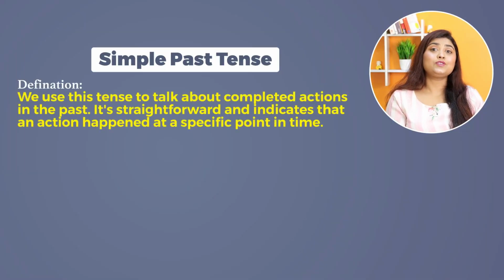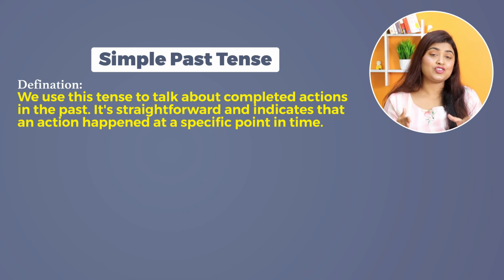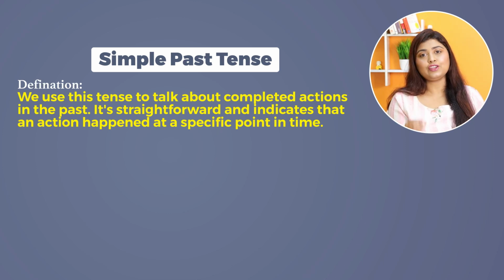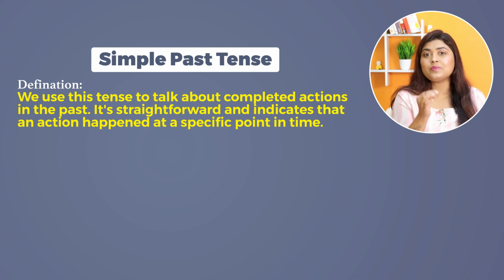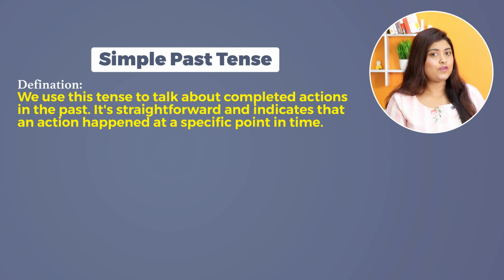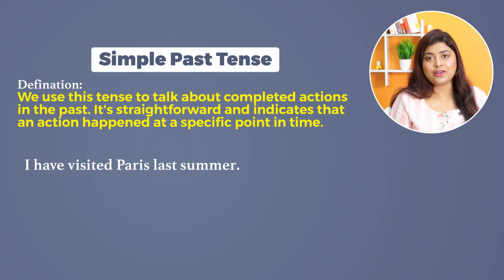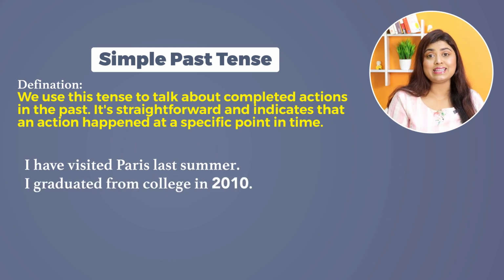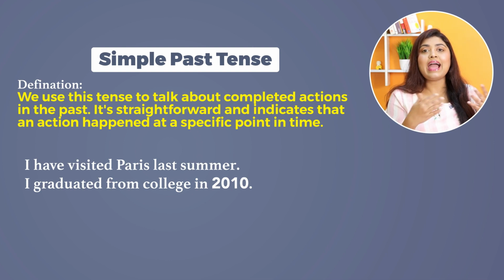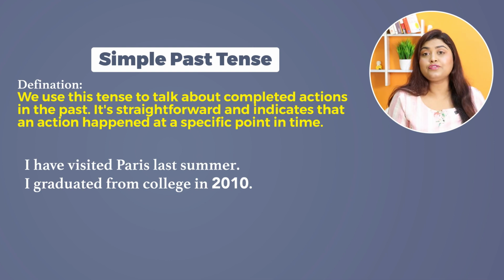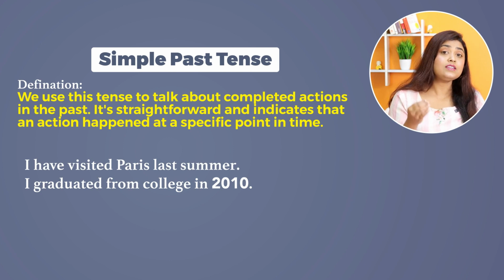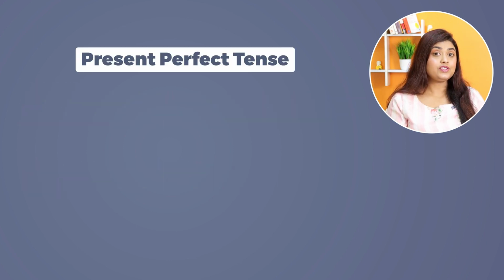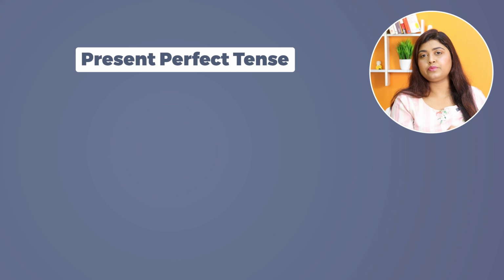Now let's start with simple past tense. We use this tense to talk about completed actions in the past. It's straightforward and it indicates an action that happened at a specific point in time. For instance, I visited Paris last summer. I graduated from college in 2010. Now, these two sentences, as we can see, show that the actions are clearly finished and have a definite past time frame.